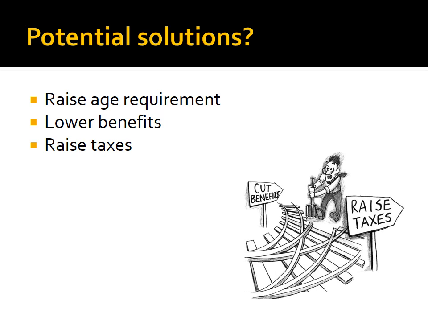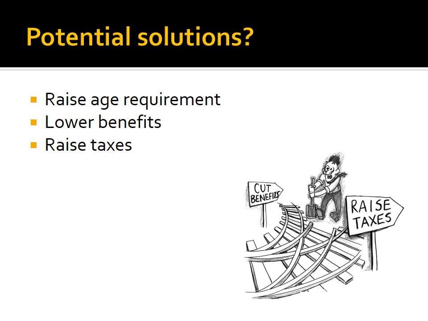So what can you do? What are some potential solutions? Well, we could raise the age requirement, so make the person have to be older to receive it. We could lower the benefits so they don't receive as much per month, or we could raise taxes and make all of us people paying more into it.